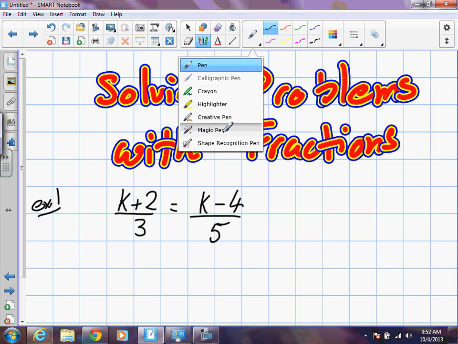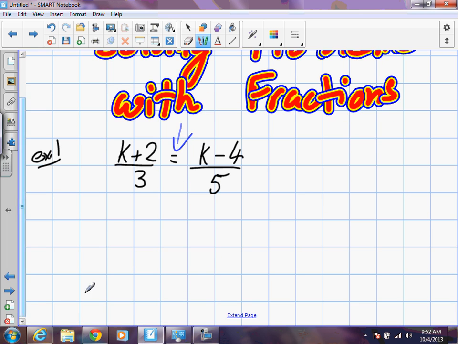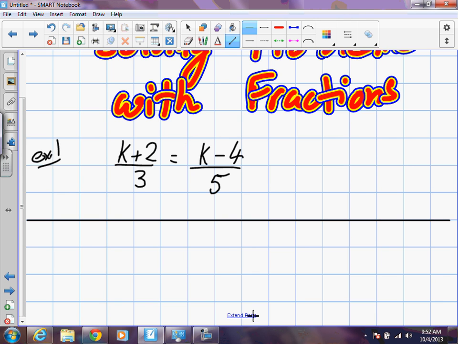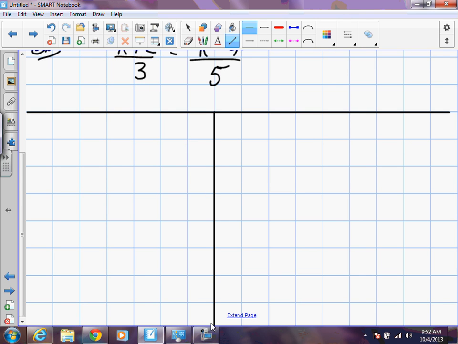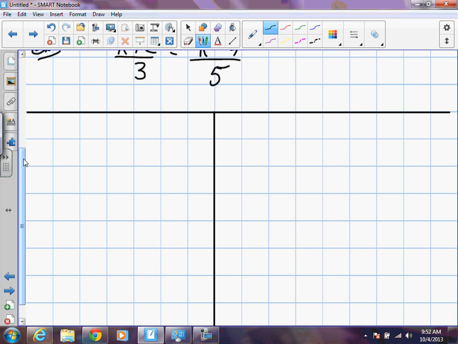Okay, we're solving problems with fractions in this question. In this one, we have equivalent fractions on both sides of the equal sign. In other words, these are equivalent ratios. So I'm going to go about solving this two different ways, and you use whatever way you feel most confident with. They're both technically the same, just they look a little different.